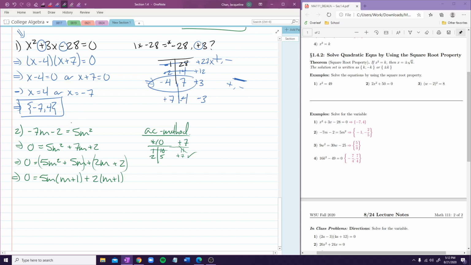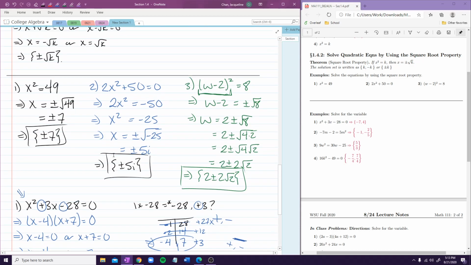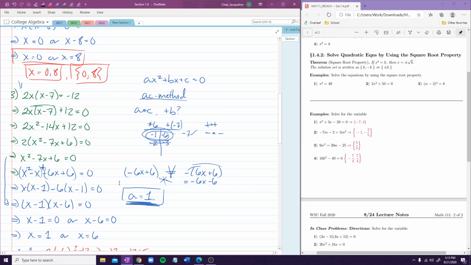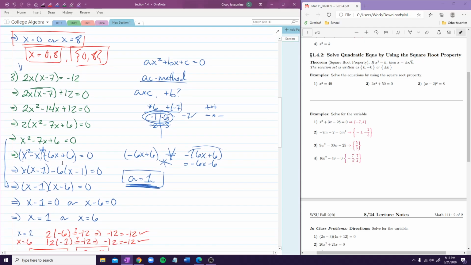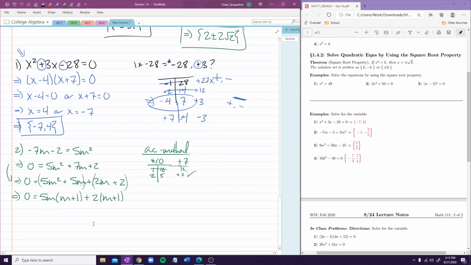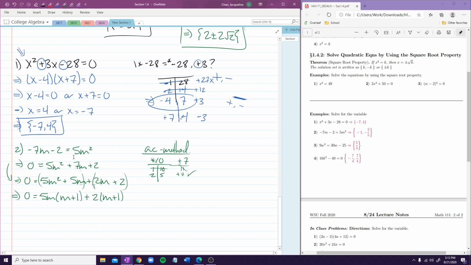Before I continue, to check your work from here to here, we've got to just check the middle terms. For 7m, it can be broken up into 5m plus 2m. When I combine these, we get 7m. Same thing as up here. Up here, I had a negative x and a minus 6x. If I add those together, I would have gotten a negative 7x. So that's just a good way to check your work.